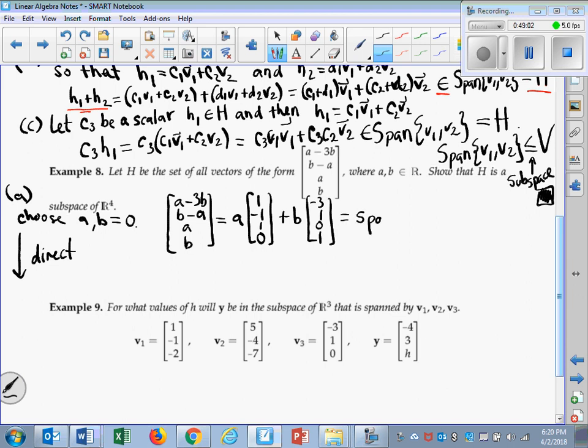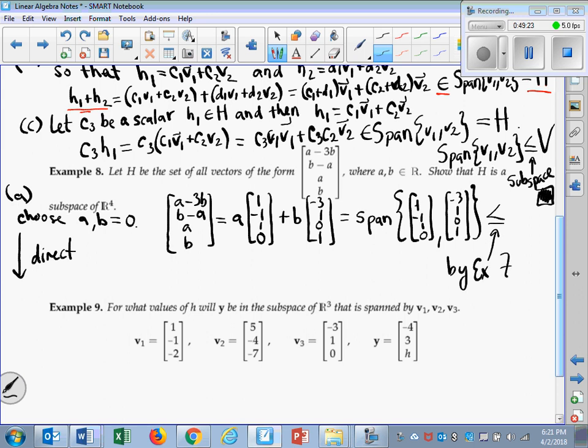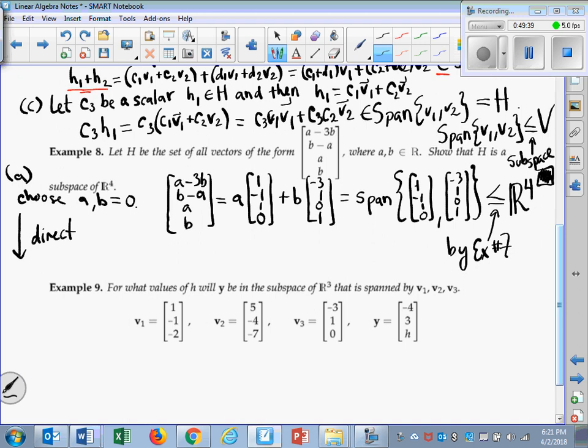And so this is really the span of these two vectors: 1, negative 1, 1, 0, and then negative 3, 1, 0, 1. The span, we know from the previous example, so by example 7 here, is really just a subspace of R4, because the span of two vectors chosen from the subspace is a subspace of the original.